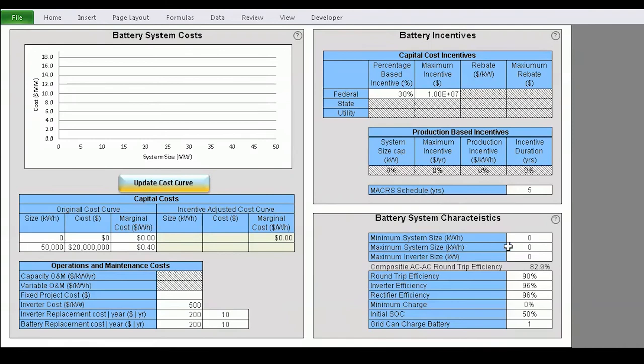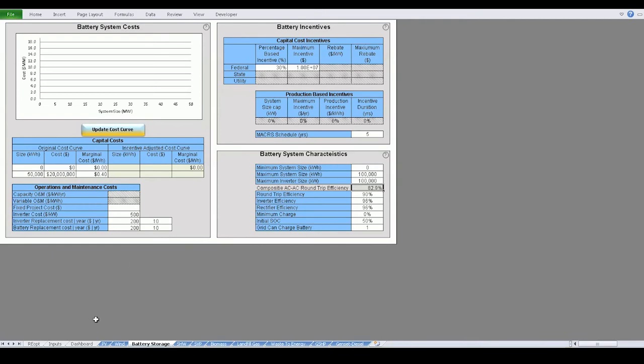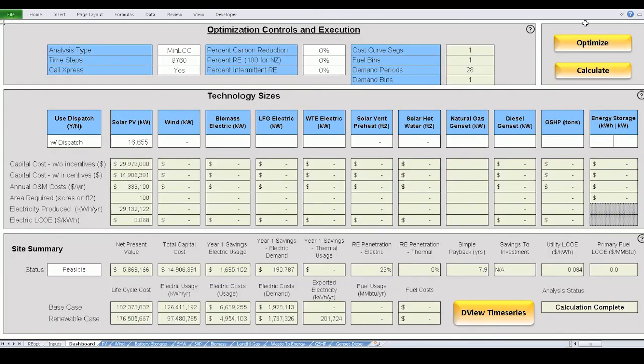To consider storage in the analysis, we'll go to the Battery tab and turn storage on by inputting a non-zero maximum size. Then we will go to the dashboard and click Optimize. Storage is now part of the minimum cost solution, along with PV.